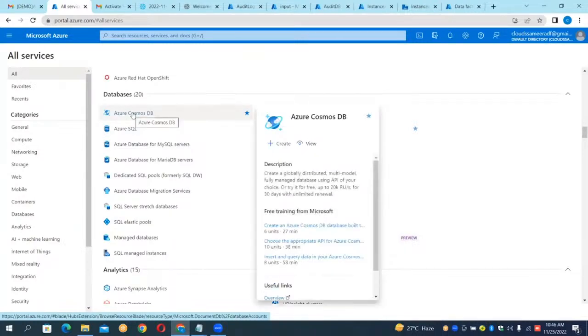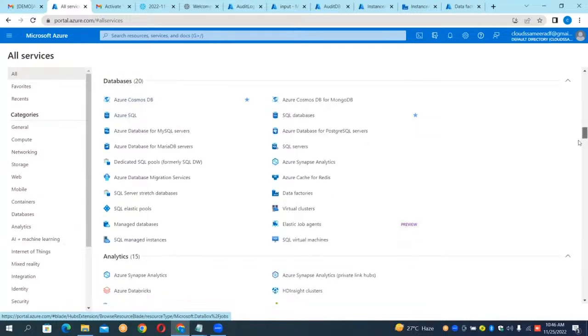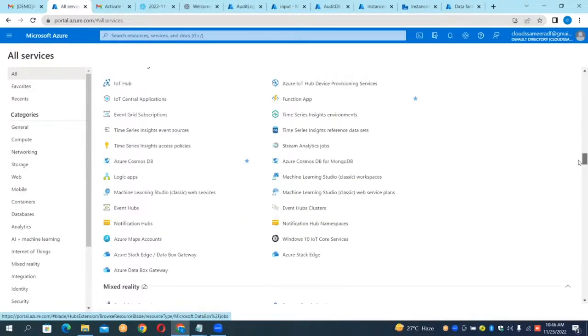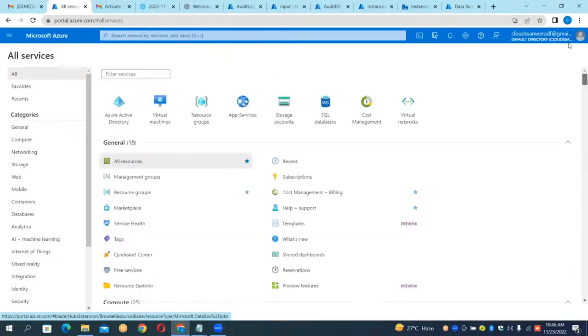Can you see databases? These are all the storages you can have. So in Azure, totally you have 90 plus storages.